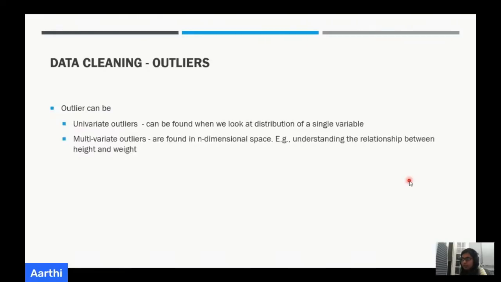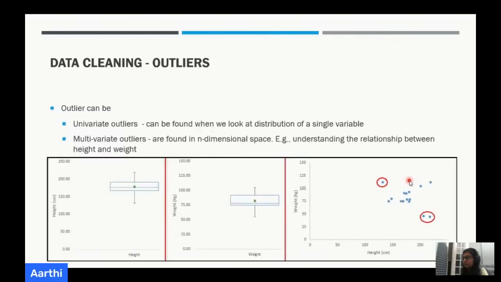And then multivariate: you take two columns and compare, and understand the relationship between them. For example, here you see a height box plot and a weight box plot. When you plot them together, do you see any exceptions in the combination? You understand how height and weight evolve. It is almost always directly proportional, but do you see any deviation there?